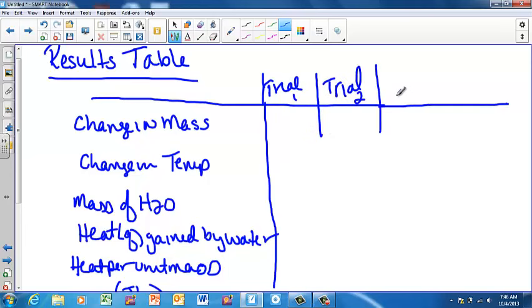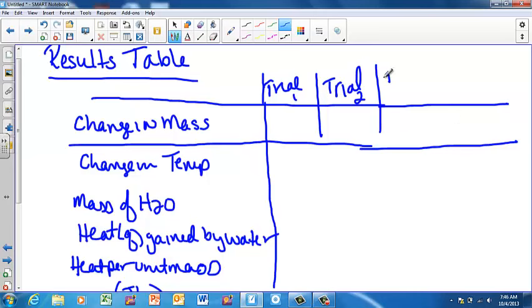And what you need to do in your results table is summarize the results. You should probably use a ruler for your results table. For each trial that you did, so if you have trial 1, trial 2, trial 3, trial 4, etc., however many trials that you did, you need to take the answers to those calculations and plug them into your results table.